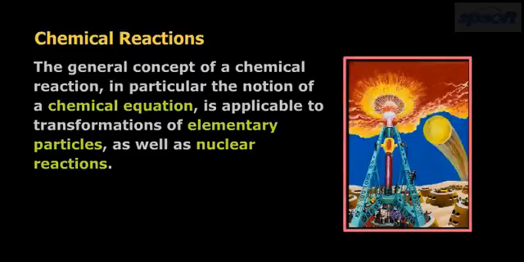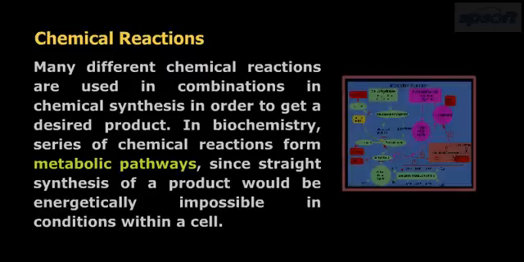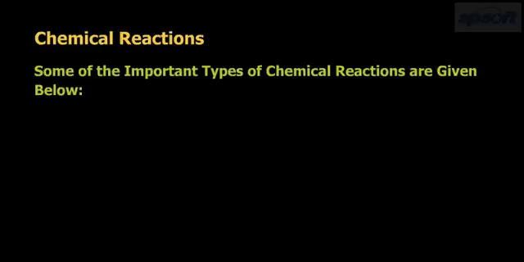Many different chemical reactions are used in combinations in chemical synthesis in order to get a desired product. In biochemistry, series of chemical reactions form metabolic pathways, since straight synthesis of a product would be energetically impossible in conditions within a cell. Some of the important types of chemical reactions are given below.